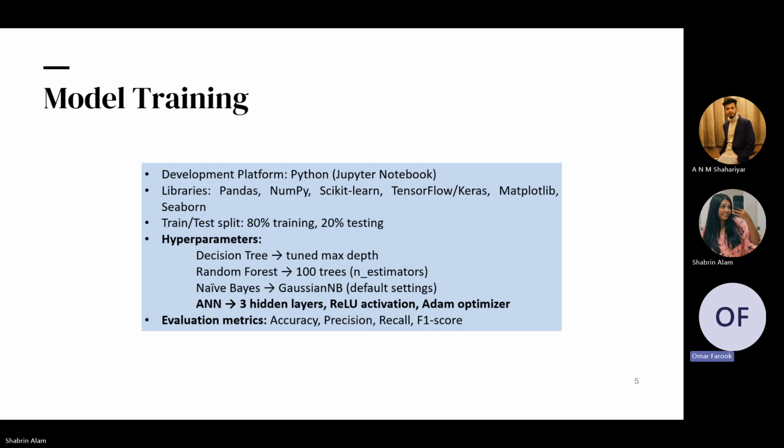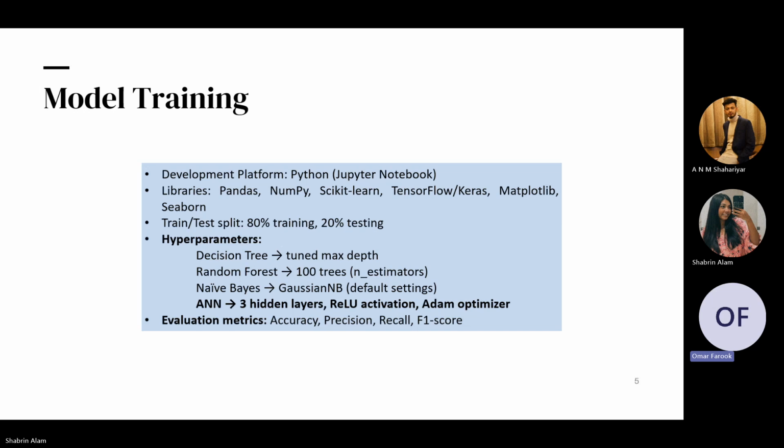We trained 4 models. Firstly, the decision tree, where we tuned max depth, then the random forest with 100 trees, then the naive Bayes, using Gaussian naive Bayes, and then the artificial neural network. It is actually the basic of deep learning, and we used it here with 3 hidden layers, the ReLU activation function, and the Adam optimizer. Each model was trained on the training set and tested on the test set.